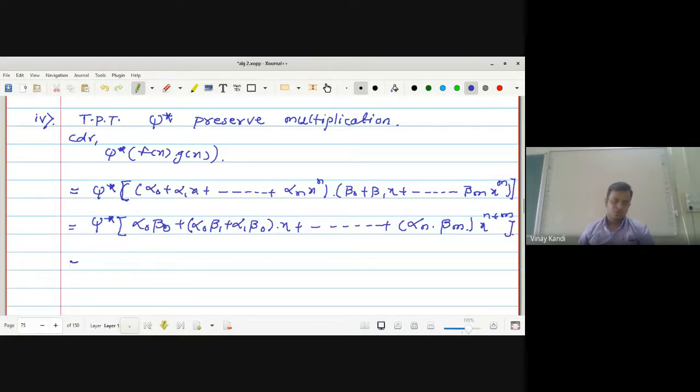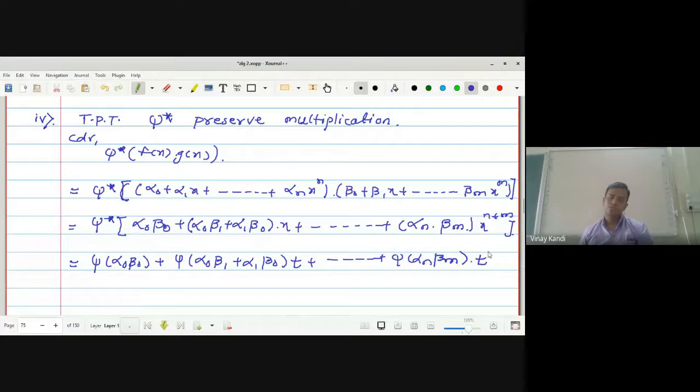So by the definition, psi star is nothing but psi of alpha naught beta naught plus psi of, apply psi star on this one, alpha naught beta 1 plus alpha 1 beta naught, and instead of x write t, plus up to so on, psi of alpha n beta m into t raised to n plus m. Any doubt?